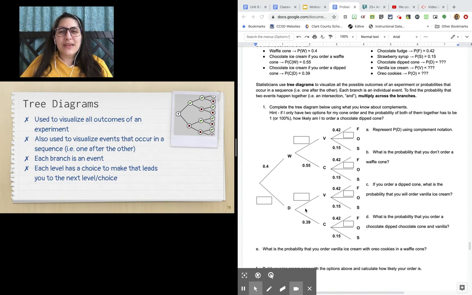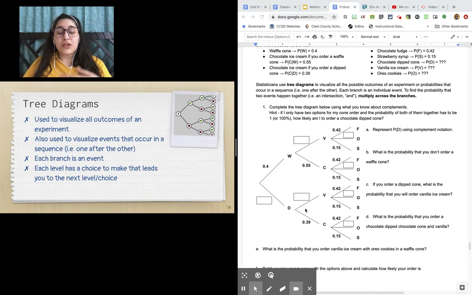This video is going to be a little bit shorter than some of the other ones, I think, because this video is just on one topic, on a topic called tree diagrams. So I'm going to tell you a little bit about what tree diagrams are, what we use them for in probability, and then we're going to do some example problems here, okay?